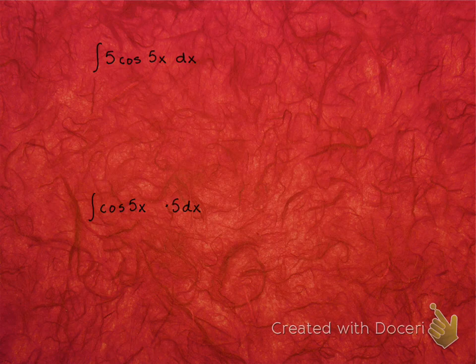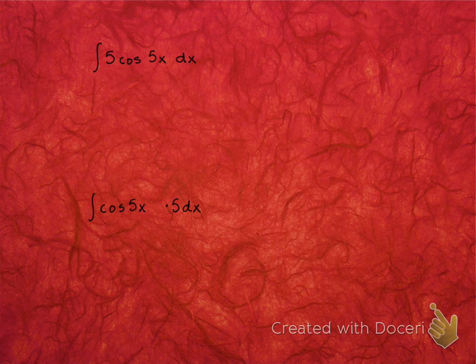Okay, let's look at another example. Example 2. The antiderivative of 5 cosine 5x dx. Okay, so what I want to do is eventually get you guys to rewrite this just by recognizing what your dx is going to be. For example, I know that my du needs to be 5 dx.